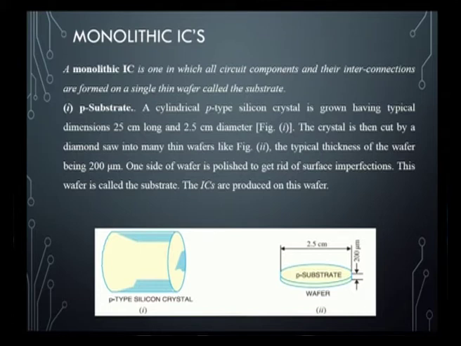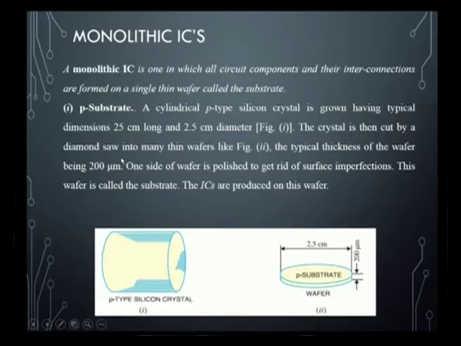As the name says, a monolithic IC is one in which all circuit components and their interconnections are made on a single thin wafer, or single silicon chip, or silicon material. All the circuit components and interconnections are made on it. That is why it is called monolithic IC. So how does the monolithic IC fabrication take place and what are the steps involved?